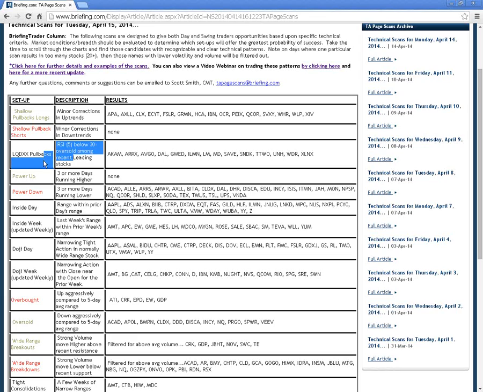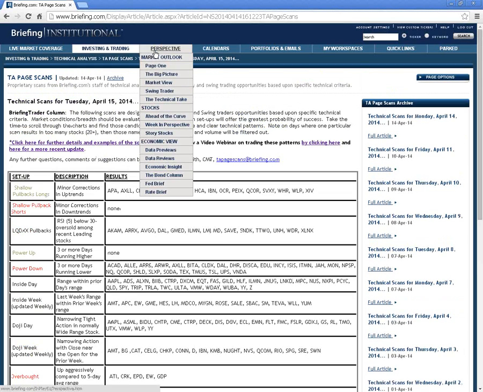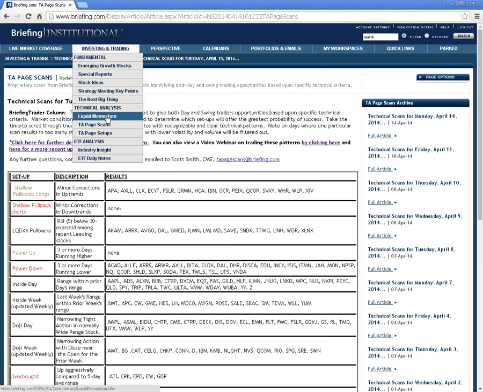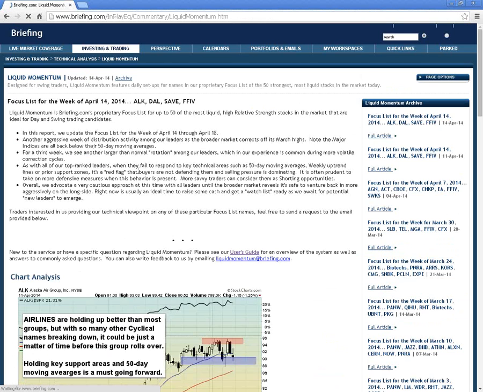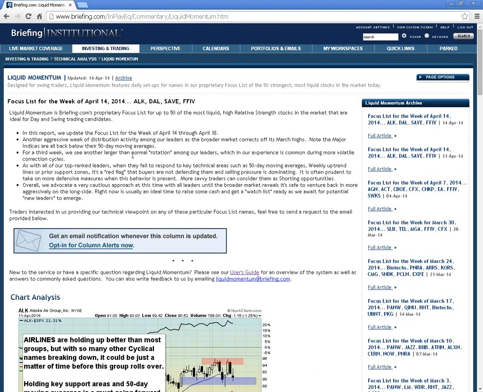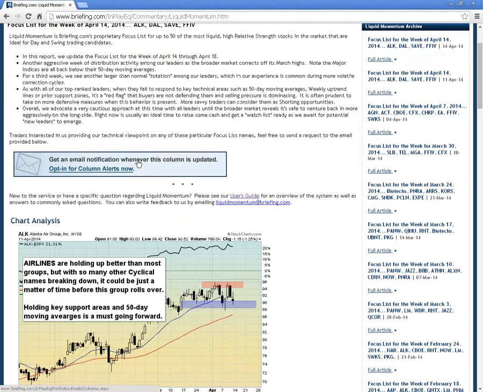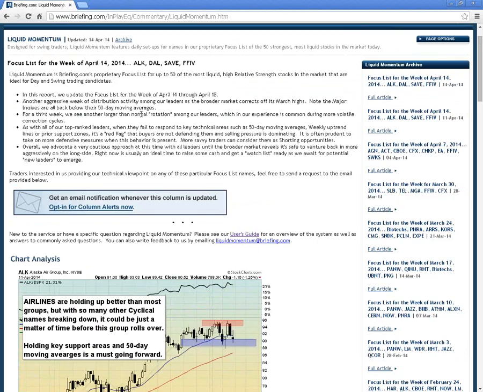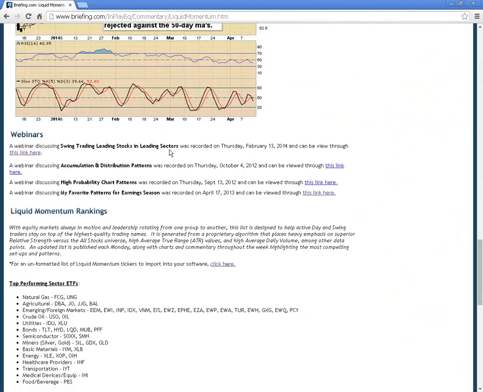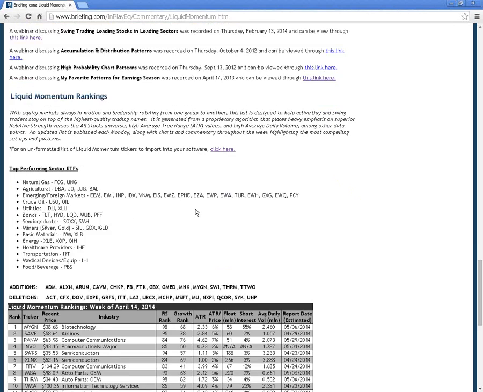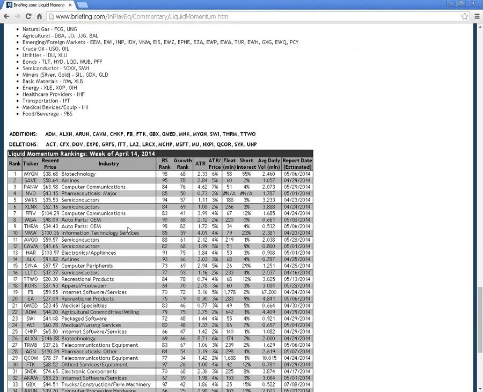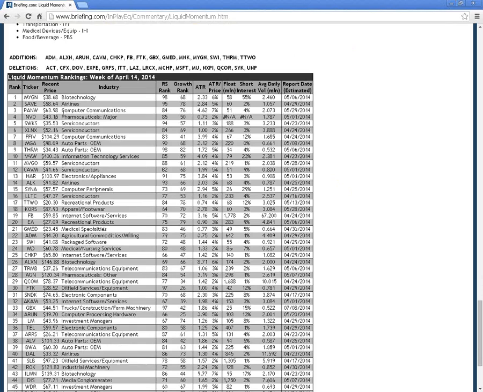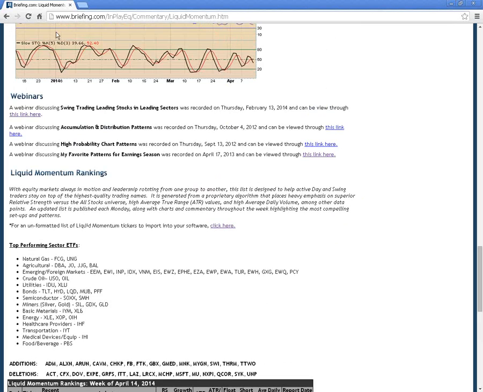So the LQDXX pullbacks, LQDXX stands for liquid momentum, and that's based off the proprietary focus list that we came up with that's offered on our Briefing and Play Plus service. And essentially this is designed to identify the strongest fundamental and technically oriented stocks in the market at this time, or on a week-to-week basis, I should say. It's the top 50 stocks that we identify that are leaders in the market.